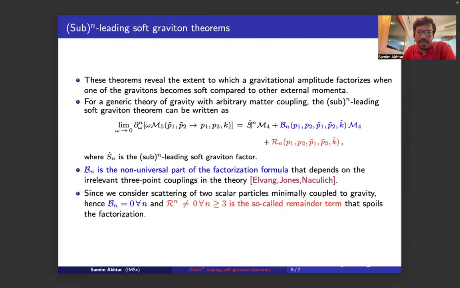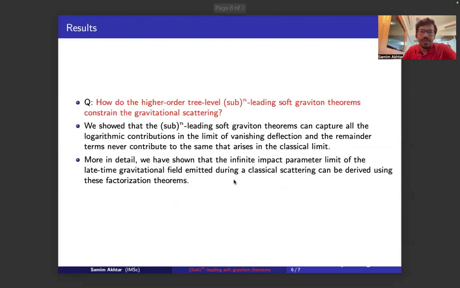Here Sn is the sub-to-the-power-n leading soft factor. The blue colored term is the non-universal part of the factorization formula that depends on irrelevant three-point couplings in the theory. For our case, we have bn equal to 0 since we have two scalar particles minimally coupled to gravity. And the red colored term is the remainder term that spoils the factorization beyond n equal to 3. So the main question was: how do the higher order tree-level sub-to-the-power-n leading soft graviton theorems constrain the gravitational scattering?